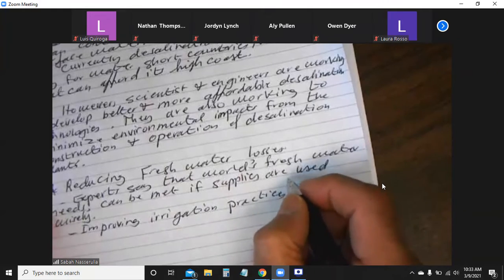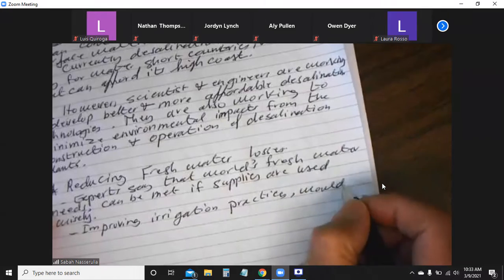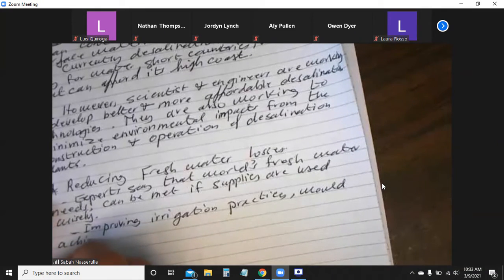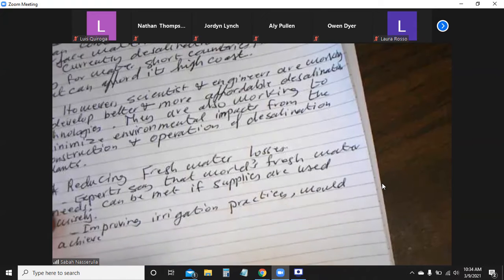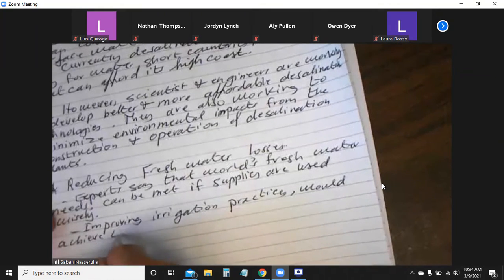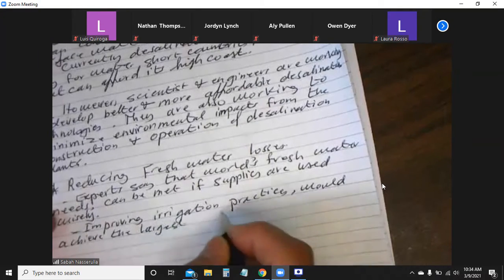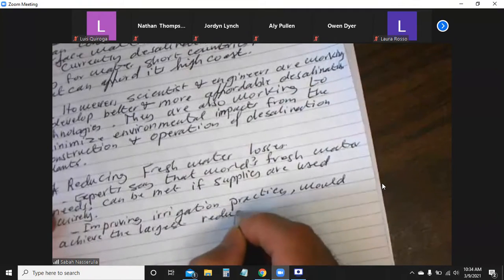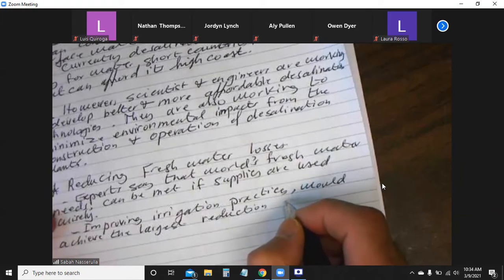Improving irrigation practices would achieve the largest reduction in water loss.